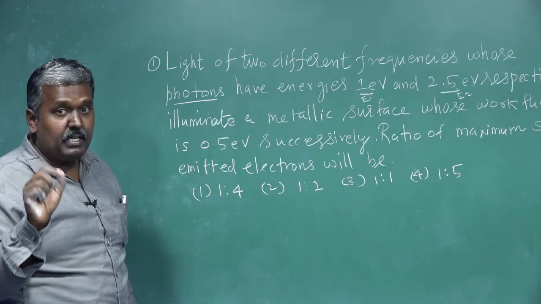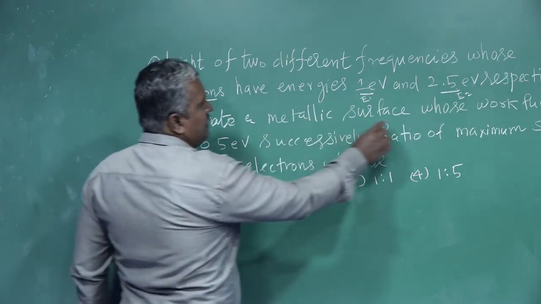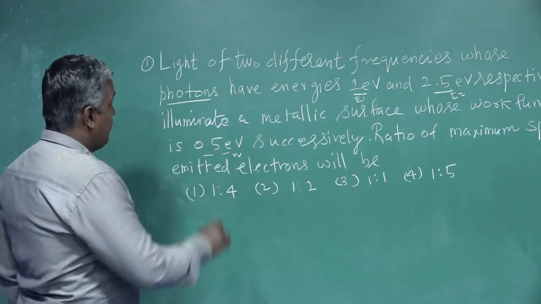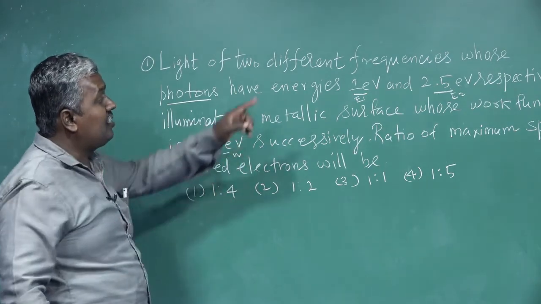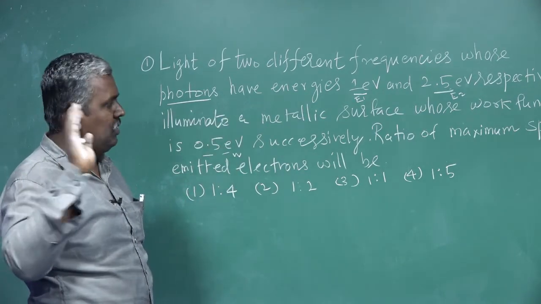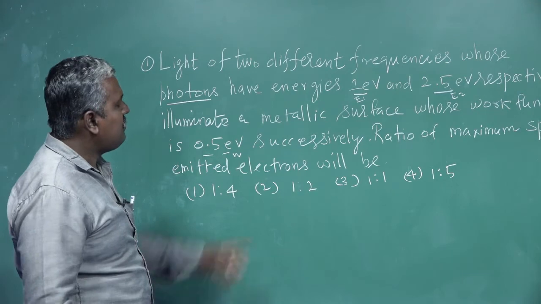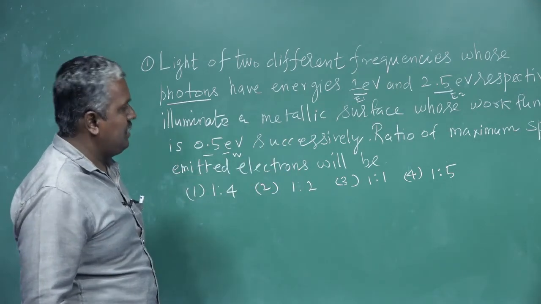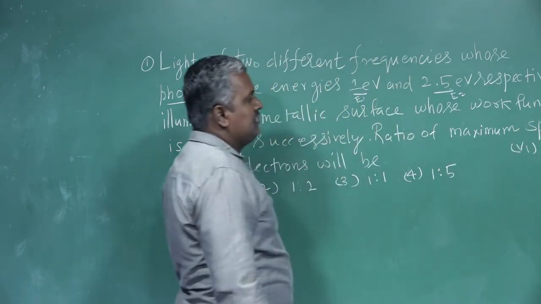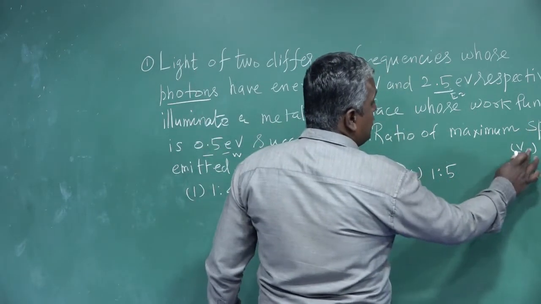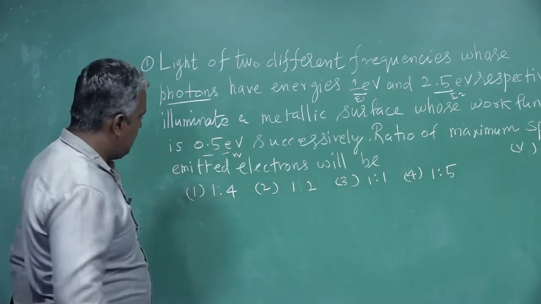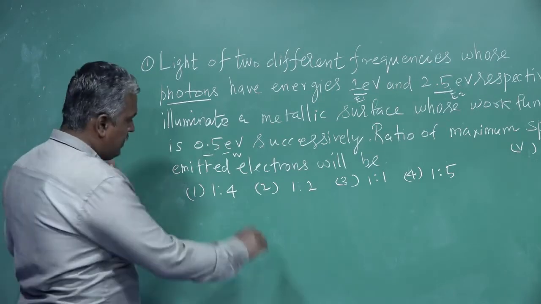Here, remember W. Whose work function? W is 0.5 electron volt. It is given in electron volt and the energy is also given in electron volt, so no problem, no conversion into joules. Okay, so listen. The ratio of the maximum speed V of the emitted electrons will be, okay, listen here. See the four options.